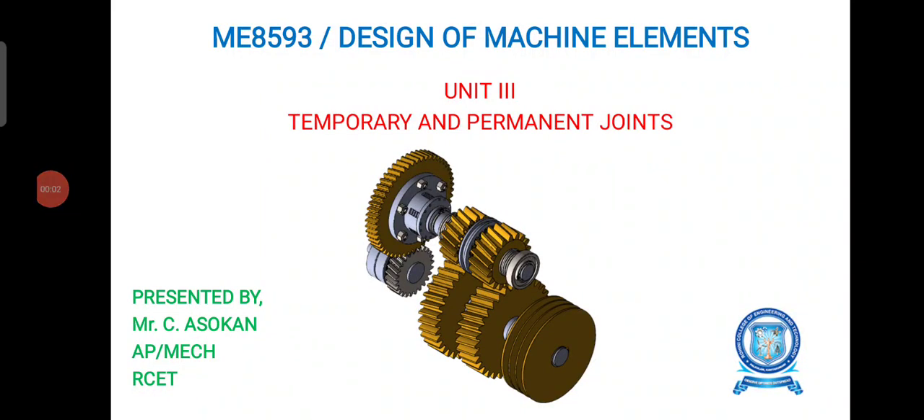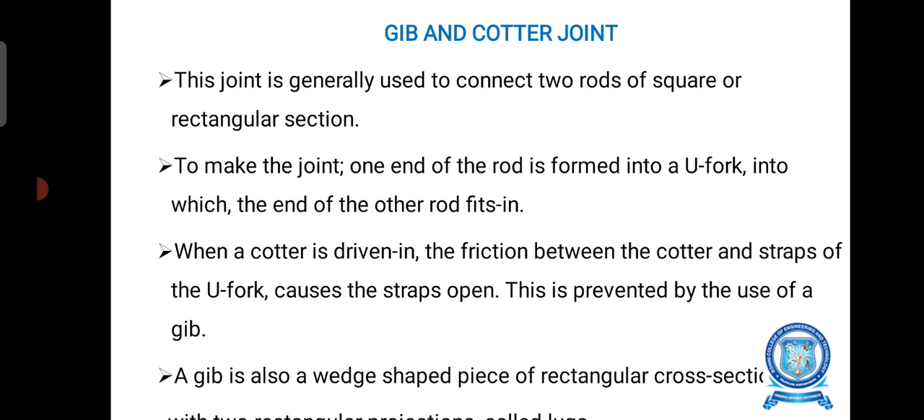Welcome to all. Today we are going to discuss the design procedure of gib and cotter joint. This joint is generally used to connect the two rods of square or rectangular section.